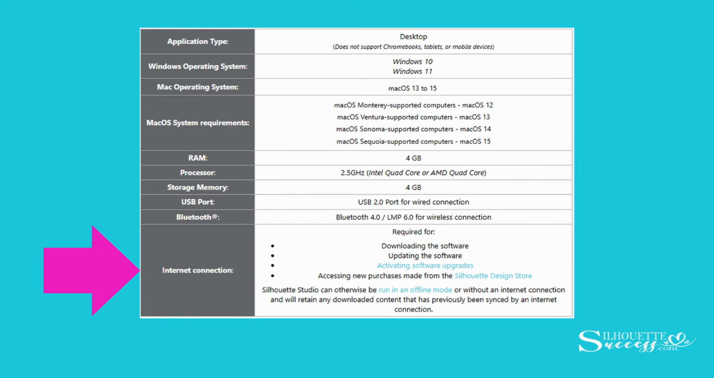An internet connection is recommended, but not necessary to actually run the software. It is required for downloading the software, updating the software, activating software upgrades, and accessing new purchases from the Silhouette Design Store. Any other time you can run the software without an internet connection, and you can use your machine to cut out your projects without an internet connection. But if you're having issues running the software, the specs on your computer are the first thing you want to look at. Silhouette Studio is a very robust design program, and it has to have these resources to run properly.